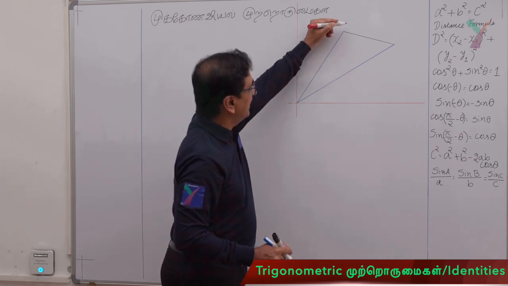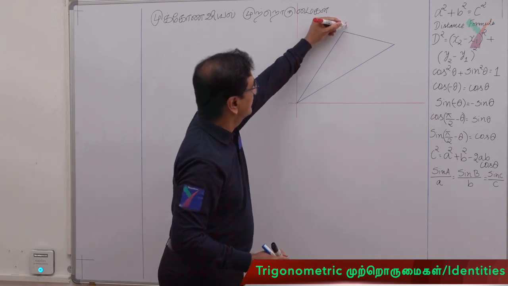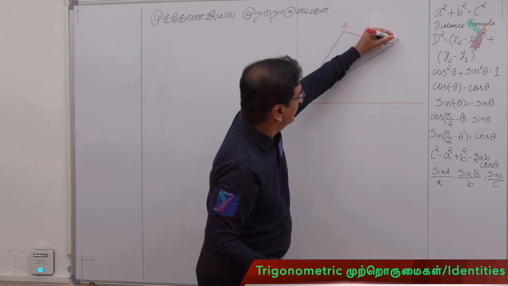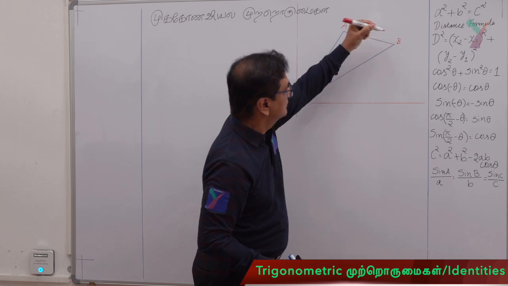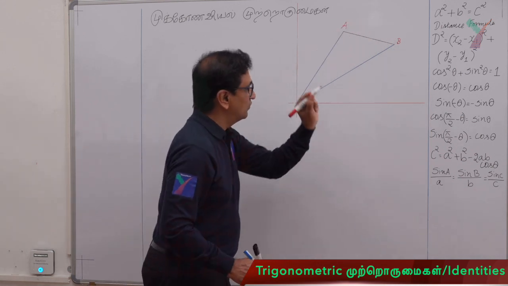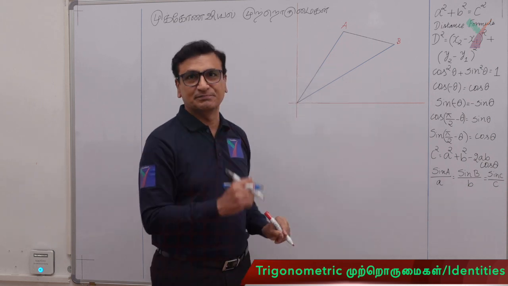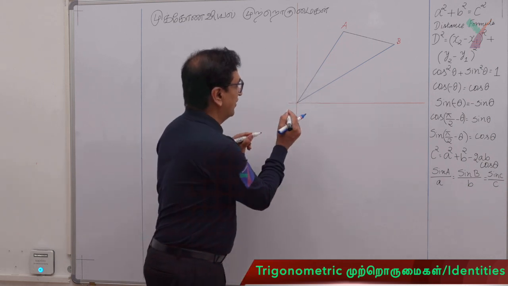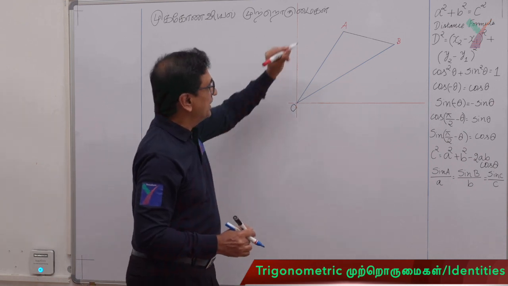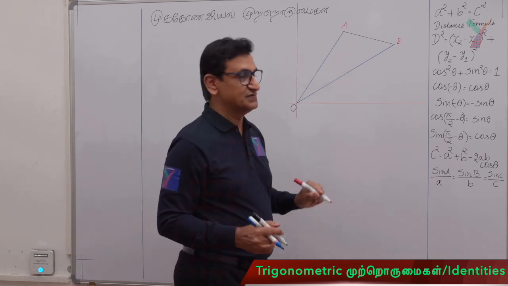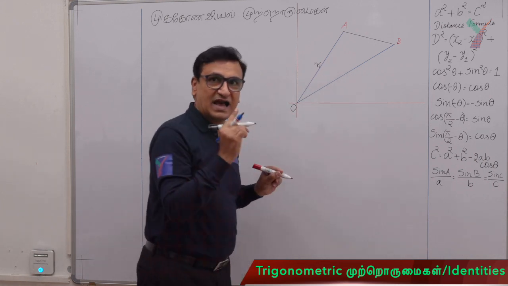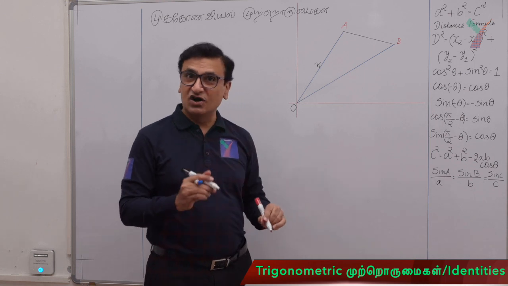There is a point A and B. Let us consider 2 points. இரண்டு புள்ளிகள் Cartesian coordinate plane A and B இருக்கு. And let us say origin is O and OA distance is R1. சரியா? And OB ஓட distance R2.